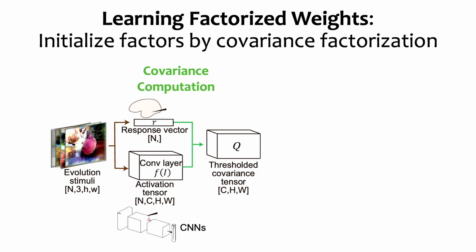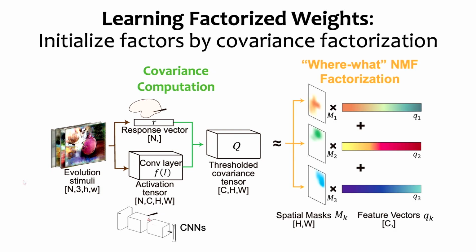Because it's a non-convex optimization, we need to initialize these factors really well. We use one prior, which is that the things that are correlated with neurons are useful for our neurons. So we pass the images through the brain, which is the monkey's visual system, and also the convolution networks, and correlate the neurons' activations with all the voxels, all the tensor values in the activations. Then we factorize this covariance or correlation tensor by NMF factorization, and hopefully you get some good spatial masks and some good feature vectors.